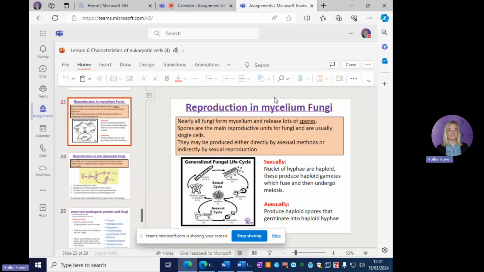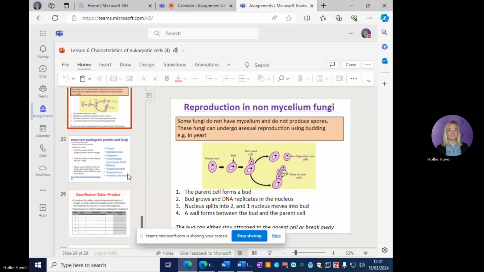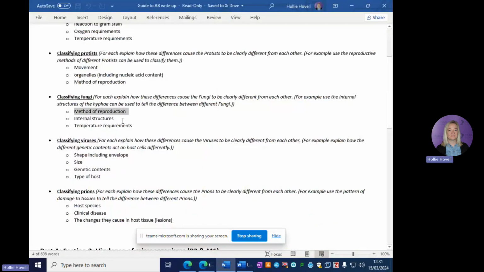You've got lots of slides to help you with the fungi reproduction section. It's nice to have these diagrams and use the information on those. And I think that's about it for that one.